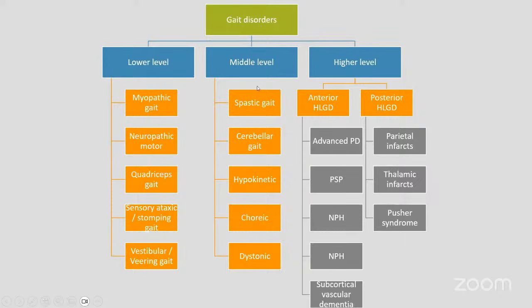In middle level, because of the motor system, they may have spastic gait, cerebellar gait, hypokinetic gait, choreic gait, and dystonic gait. In higher level gait disorder, it can be anterior or posterior higher level. Mainly in anterior, we can see advanced Parkinson disease, PSP, NPH, subcortical vascular dementia, and parietal infarcts; in posterior, thalamic infarcts and Pusher syndrome.